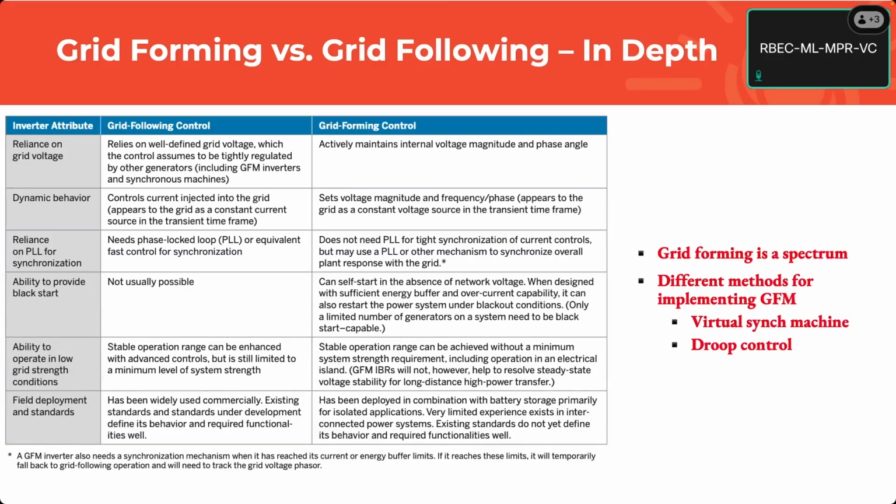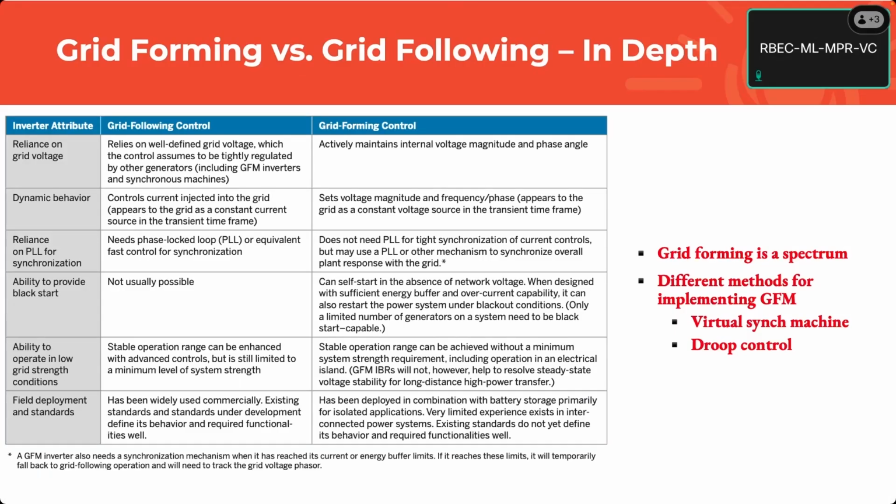But just to go down the list here for the actual attributes of the inverters and their reliance on grid voltage: grid following, like I mentioned, relies on that really well-defined voltage reference, which dictates all of their controls. But grid forming is actively maintaining that internal voltage magnitude and phase angle. Dynamically, grid following controls current injected into the grid, and it does this based on the angle it's seeing. Grid forming actually sets the voltage magnitude and frequency phase. So they're the ones dictating it.